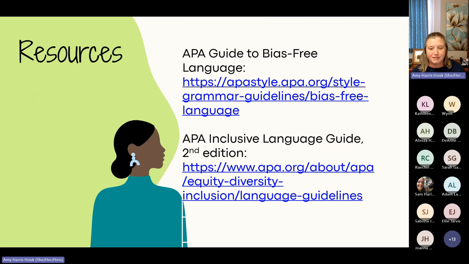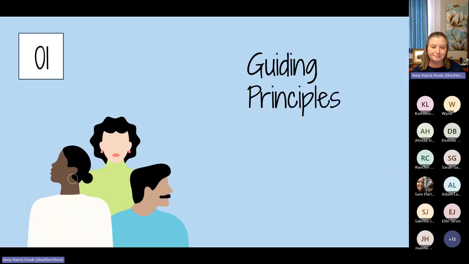All right, so I did want to point these out. These are the 2 resources that I used mostly for this presentation. The APA Guide to Bias-Free Language. That is the website version of what is in the 7th edition of the publication manual, and then also this APA Inclusive Language Guide, which is the one that I mentioned earlier that came out in November.